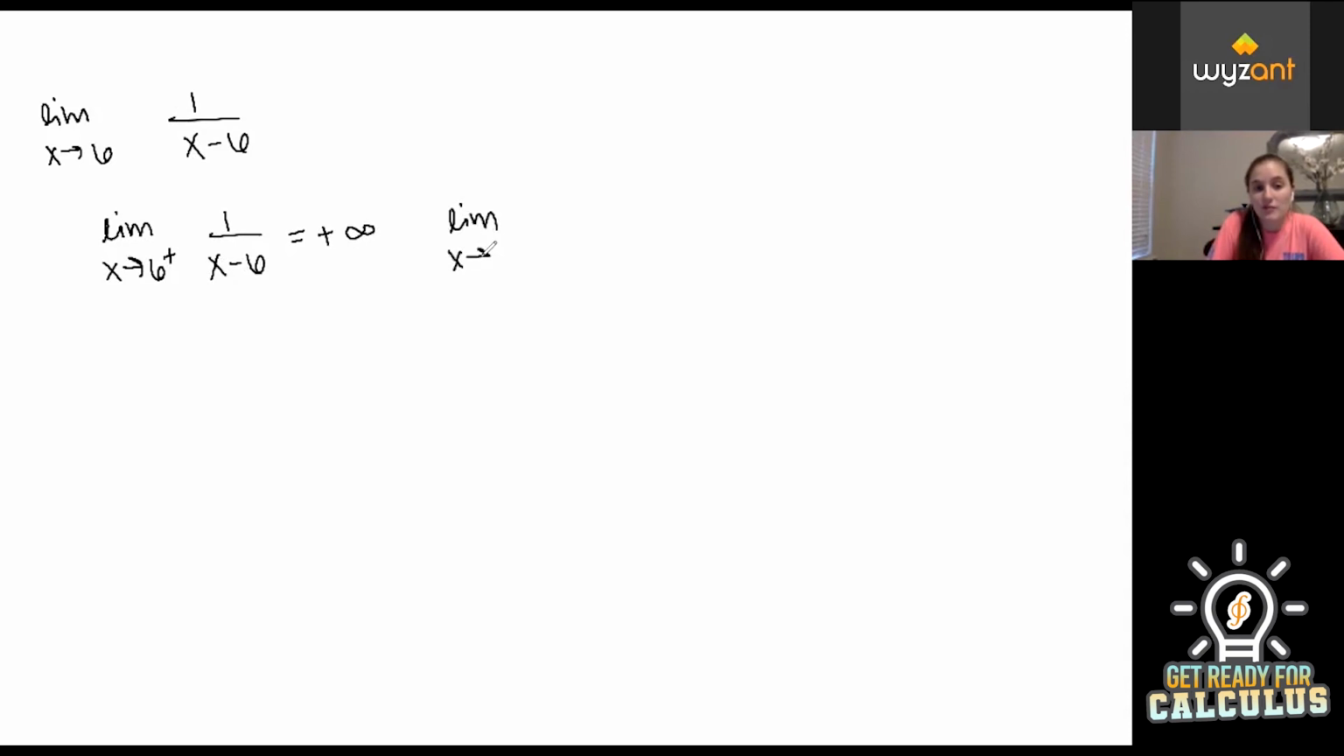When I plug in from the left, though, I'm plugging in a little bit smaller than 0, so I'm going to get a negative number on bottom. It's basically 0, but it's a little bit of a negative, so I'm going to get negative infinity. So if I had just asked about the limit as x goes to 6, I would say does not exist because these are different answers. There will be some cases when it will work out.